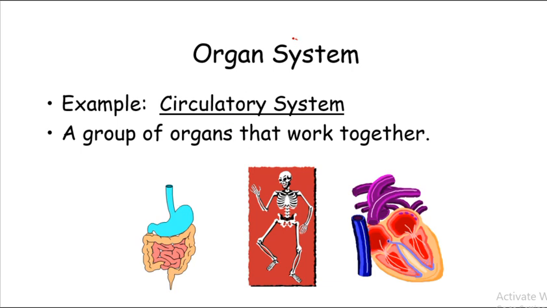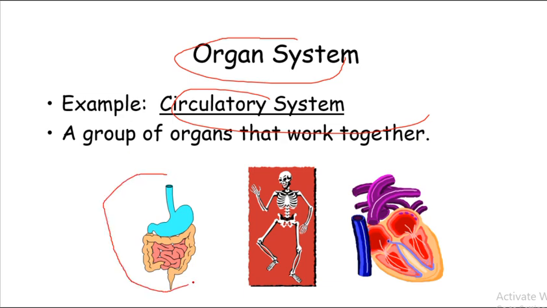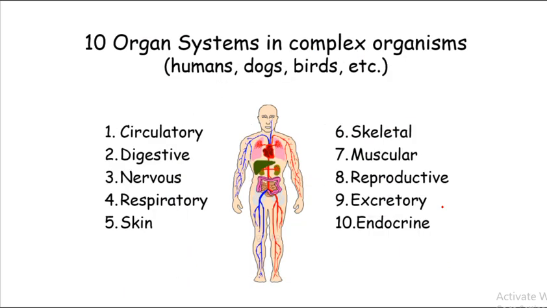Then organ system, for example, we have the circulatory system, and it is made up of a group of organs that work together in a coordinated way to enable functioning of living organisms. You can see the digestive system, skeletal system, then the circulatory system.